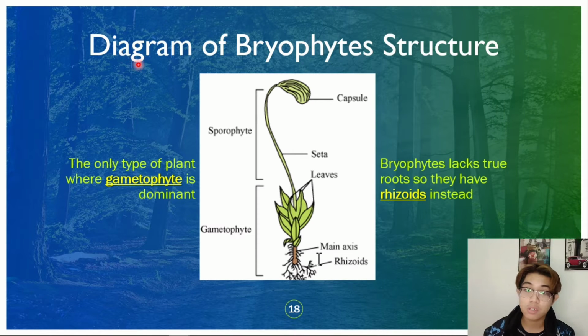So we move on to the diagram of a bryophyte structure. If we analyze the structure, it's divided into 2 parts, the sporophyte and the gametophyte. Be aware that bryophytes are the only type of plant where the gametophyte is dominant. On top of that, bryophytes lack true roots, so they have structures called rhizoids instead. So remember, when you see a bryophyte and you see something that looks like a root, it's actually called a rhizoid.